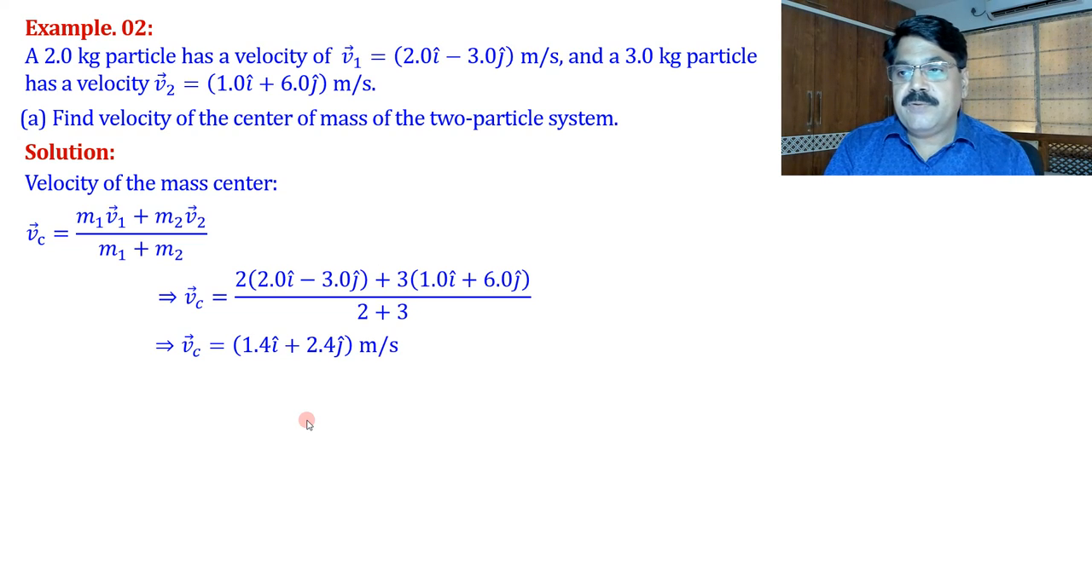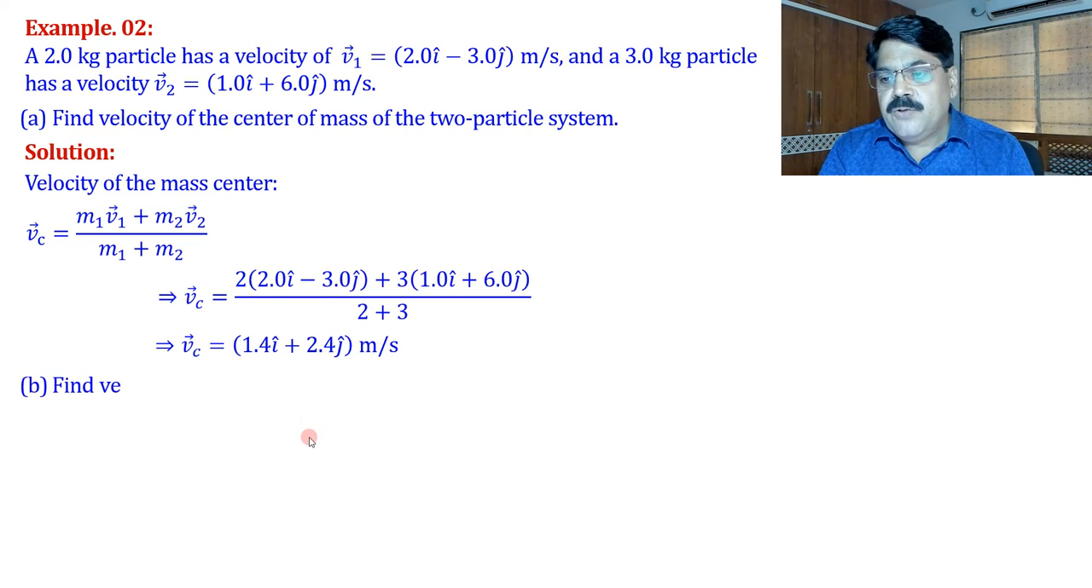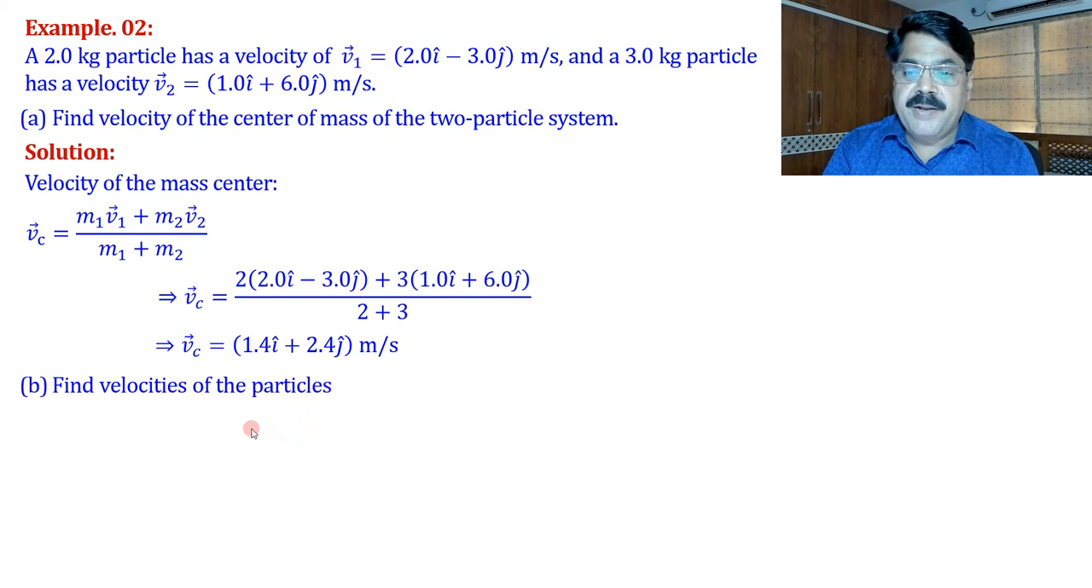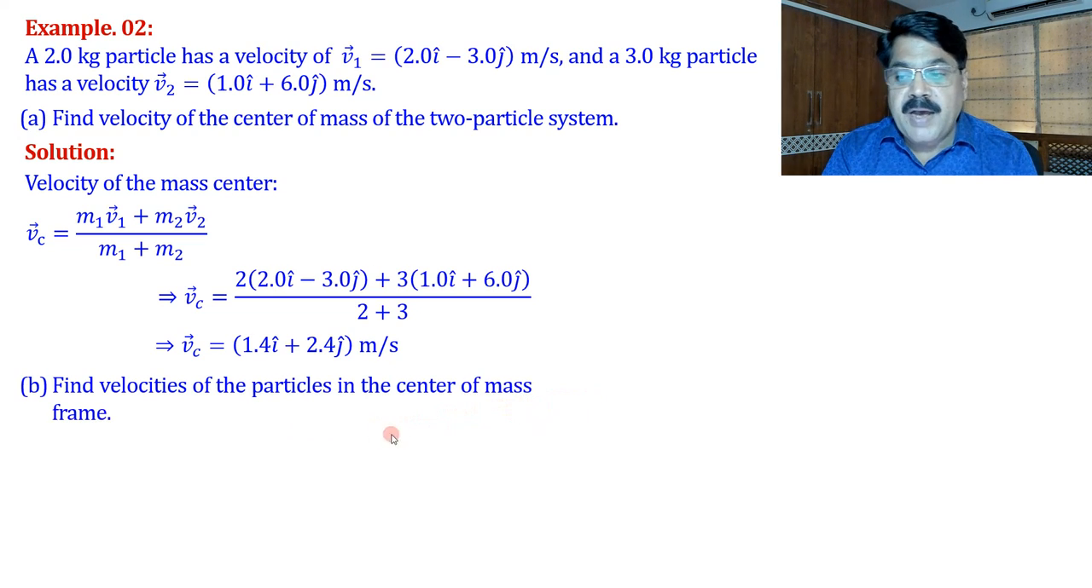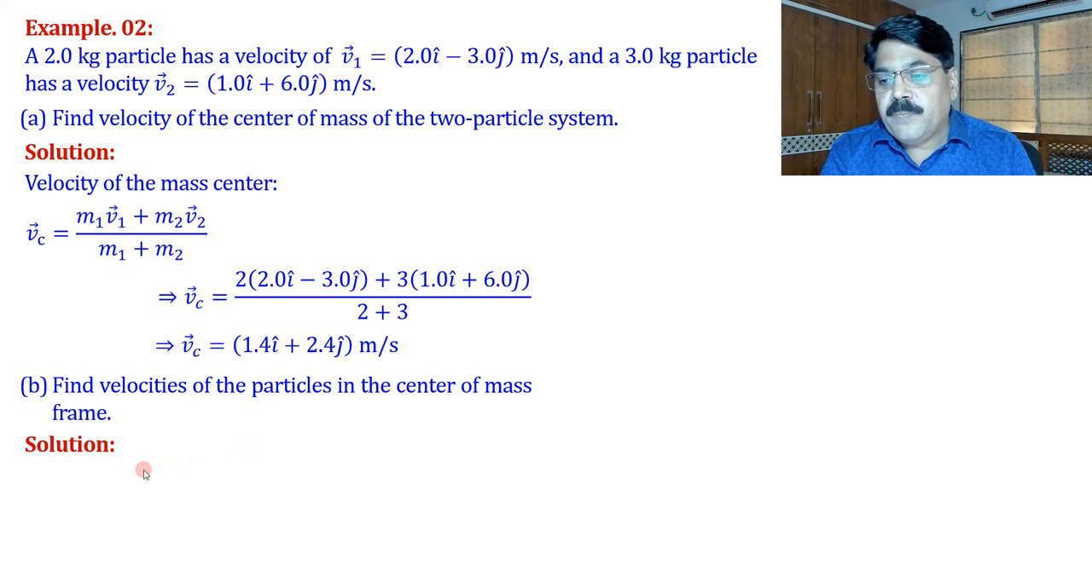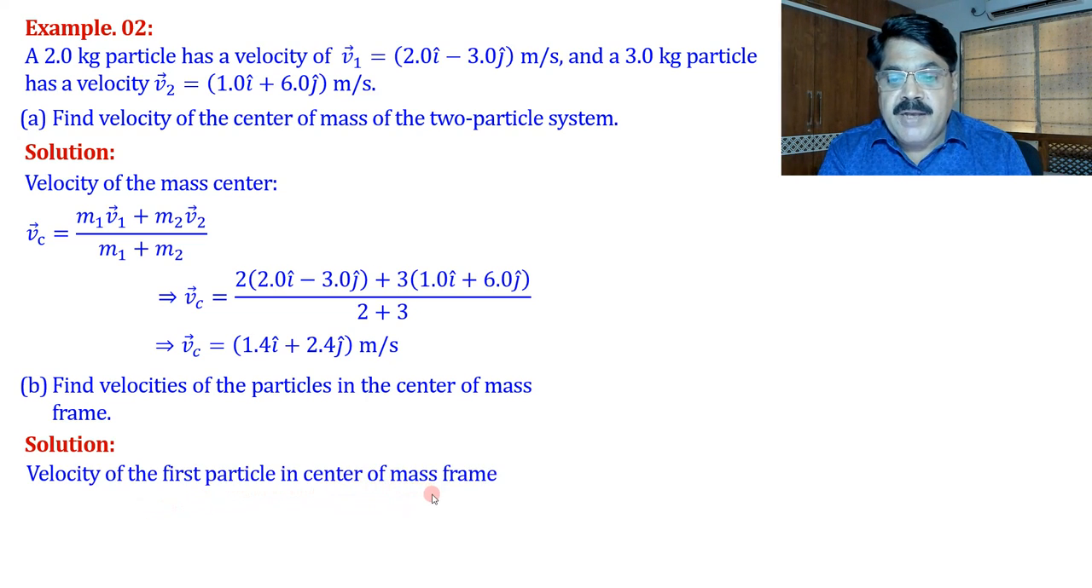Now we calculate the velocity of both the vehicles with respect to the mass center, or the velocity of both the vehicles in the center of mass frame. So find the velocities of the particles in the center of mass reference frame. Here, in the center of mass frame, we simply subtract the velocity of the mass center from the velocity of the particle. So the velocity of the first particle in the center of mass frame, what will it be? We subtract this velocity from this velocity.